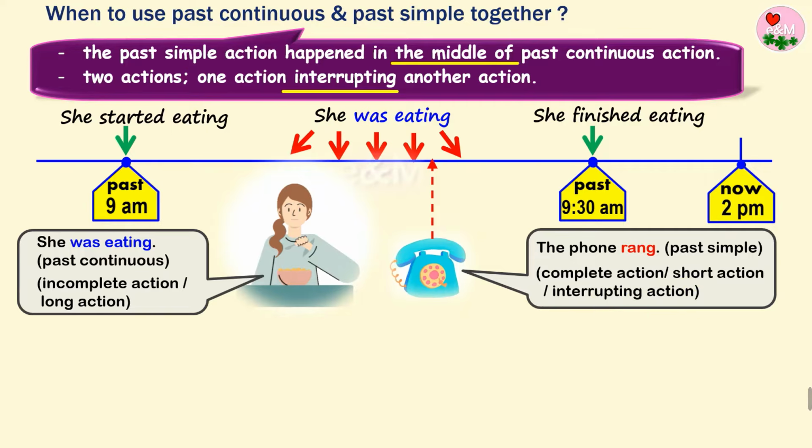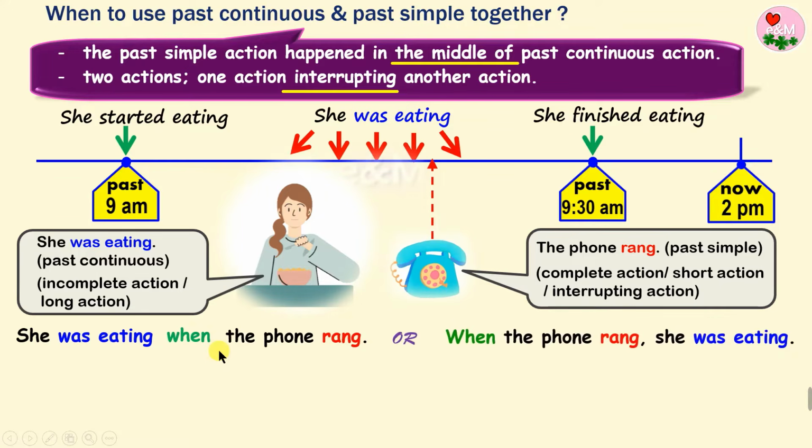Okay, there are many different ways we could say the same sentence using when and while. For example, she was eating when the phone rang. We can also put when at the beginning of the sentence, but it has to be followed by the short action. So we could say, when the phone rang, she was eating. You will see the word when is followed by the short action. So that is in the past simple.